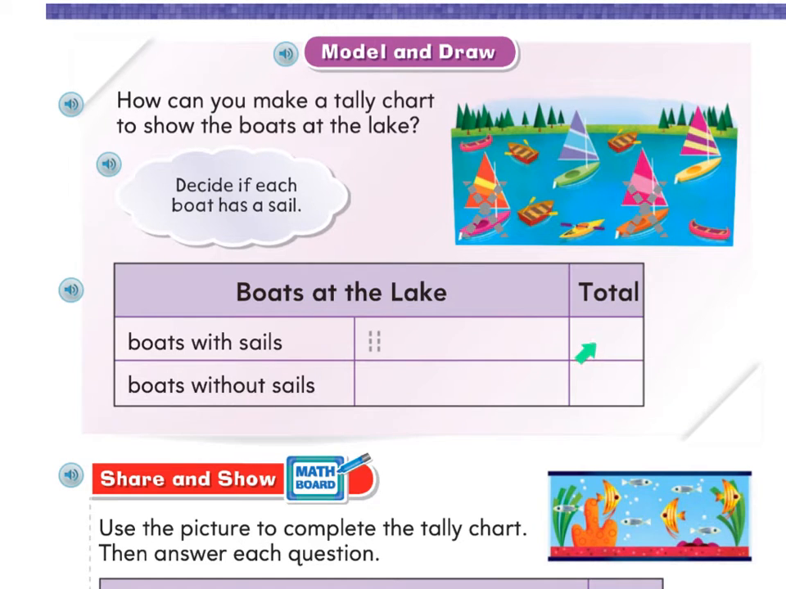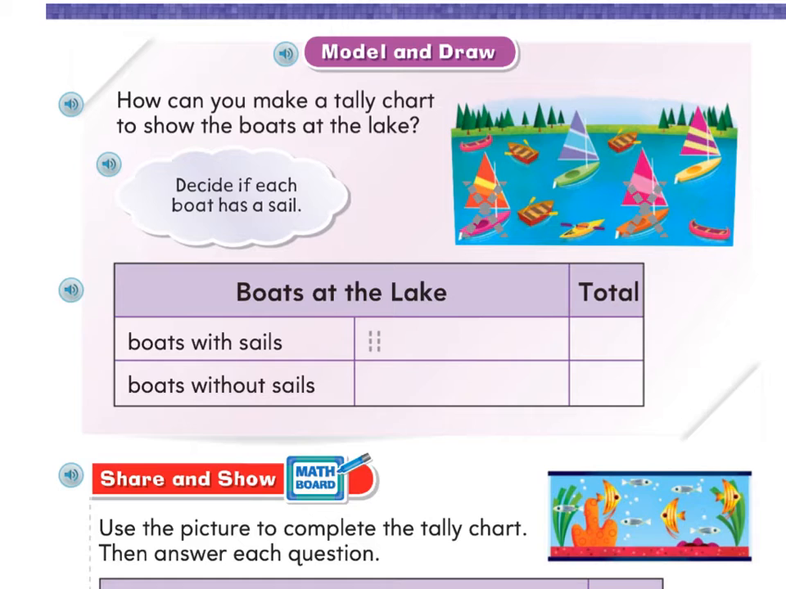Don't forget to write the total as well. And then count the number of boats without sails and do the tally marks for those and write the total. All right, if you haven't finished yet, go ahead and pause the video because I am going to show you how to do this just to make sure you're making those tally marks correctly.